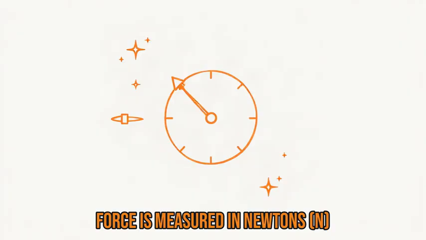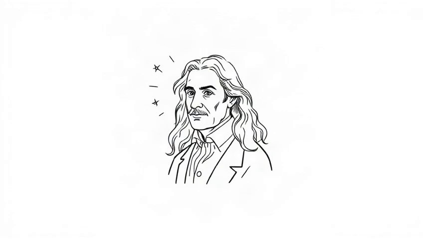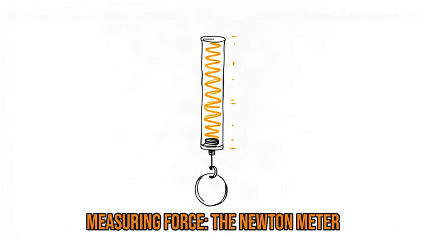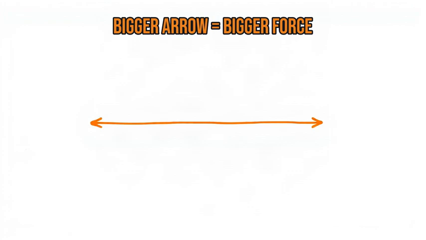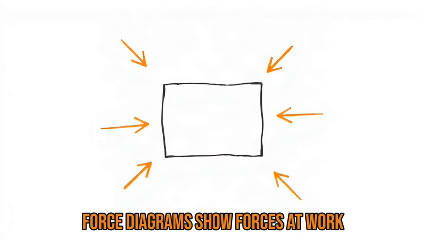We measure the size of a force in units called newtons, shown with the symbol capital N. Newtons are named after the scientist Isaac Newton, who studied forces and motion. We can measure force using a tool called a Newton meter or force meter. Forces have both a size and a direction, so we draw them as arrows. These arrow diagrams are called force diagrams, and they help us picture what's happening.